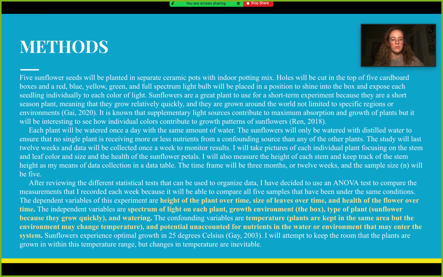Some confounding variables are temperature, because while I can try and keep the environment around the 25 degrees Celsius that sunflowers prefer, 12 weeks is a decent amount of time, and it'll be hard to keep that 100% consistent. And potential unaccounted for nutrients that may enter their system, even though I will be using distilled water. Each plant will be watered once a day with distilled water. The study will last 12 weeks, data will be collected once a week, and I will be measuring the height of the plants every week.